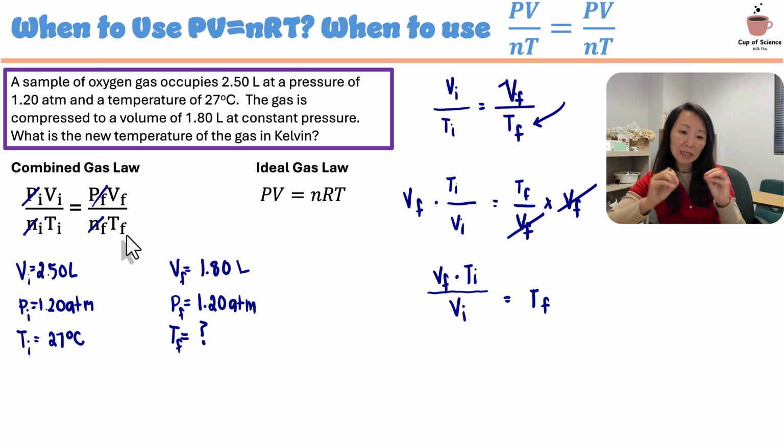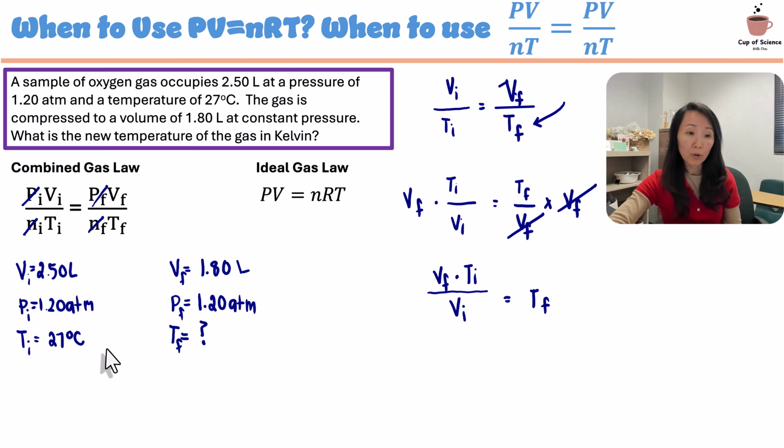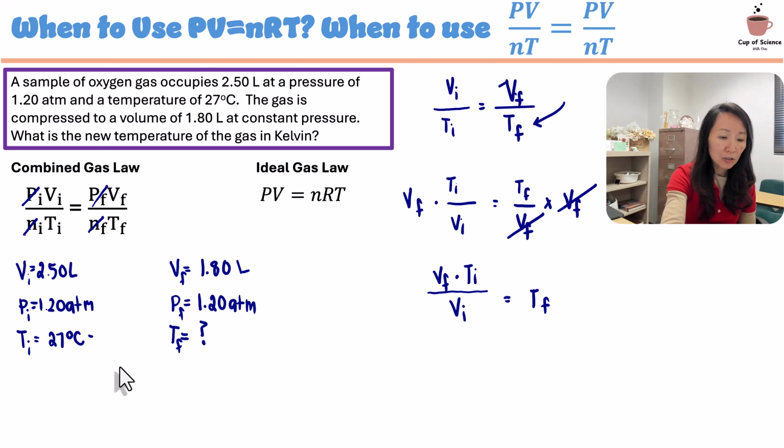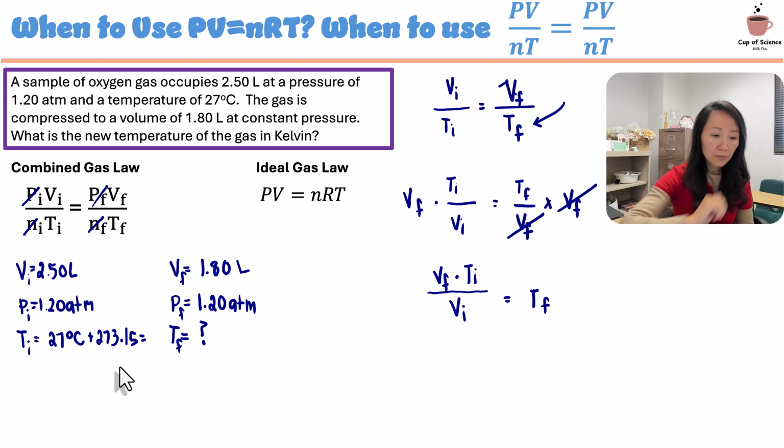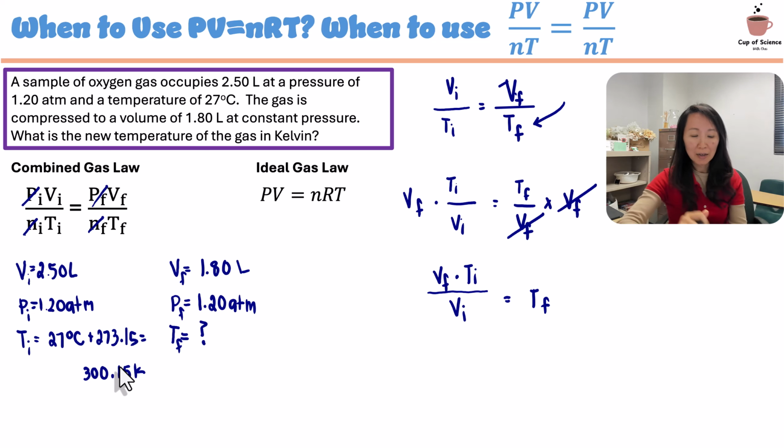So now I can plug in some values. But before I plug in those values, we know that whenever you're using the combined or the ideal gas law, you must have the temperature in Kelvin. So let's convert this 27 degrees into Kelvin by adding 273.15. If you add the two together, you get 300.15 Kelvin.